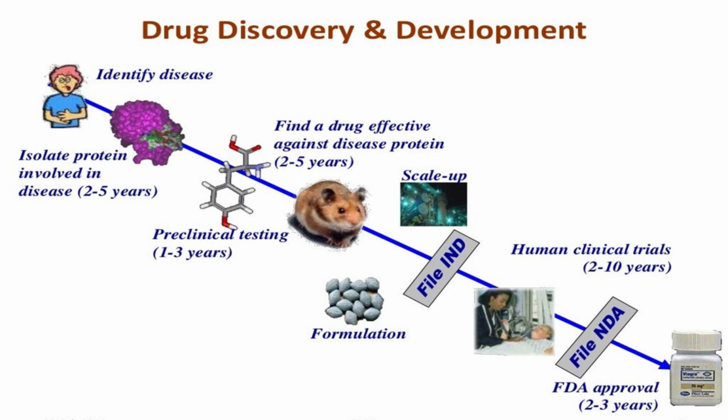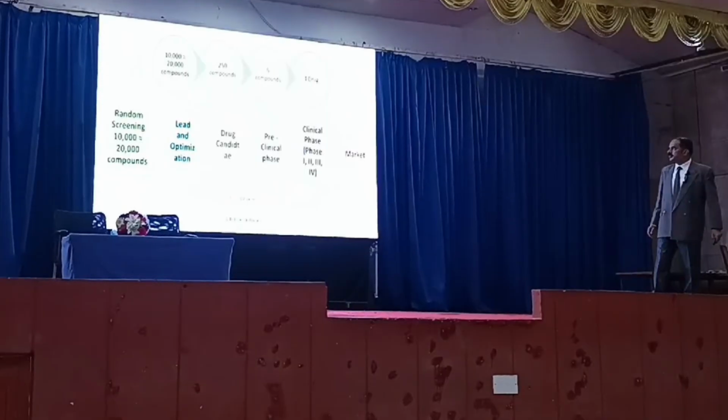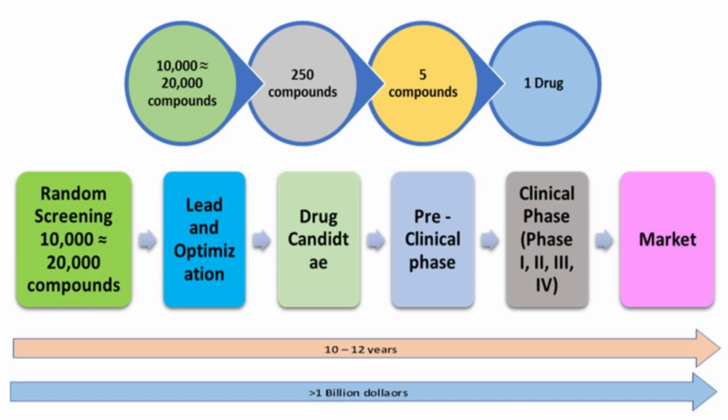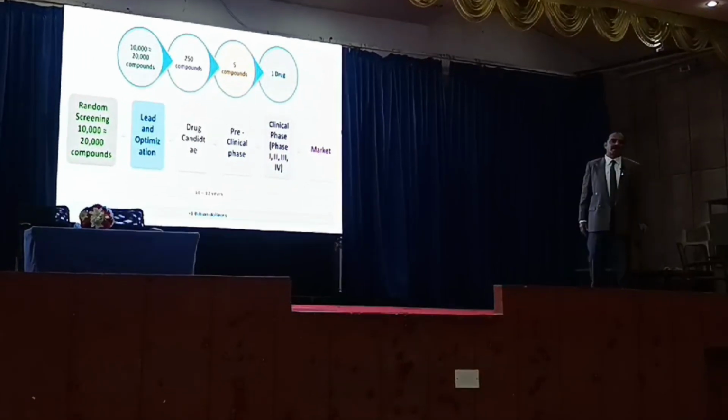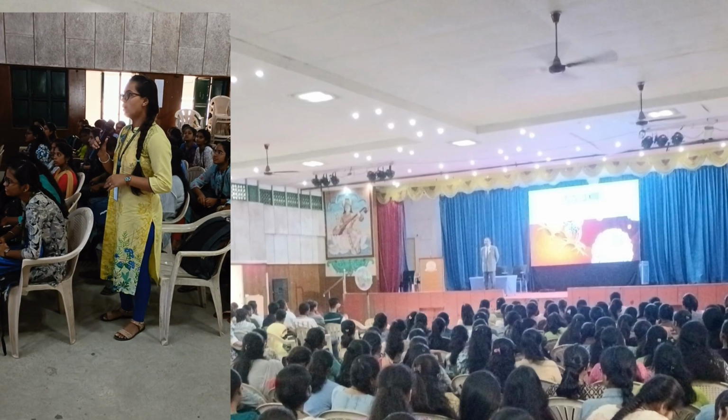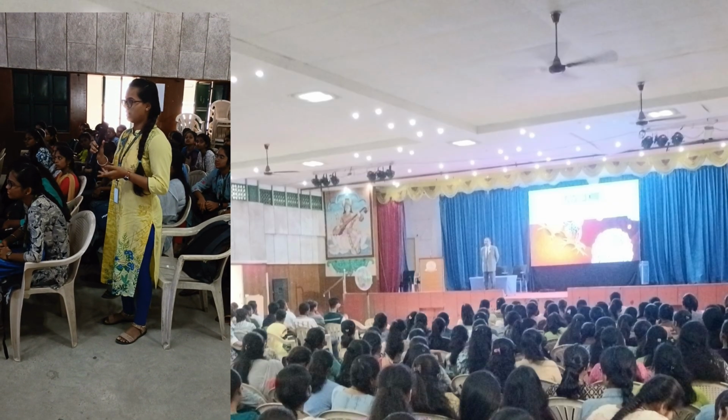It takes so many years to develop a new drug. You produce the lead, then you go for lead optimization, then drug candidates are produced, then you go for clinical trials, and then you go to the market. So how can we identify if we are in that category?